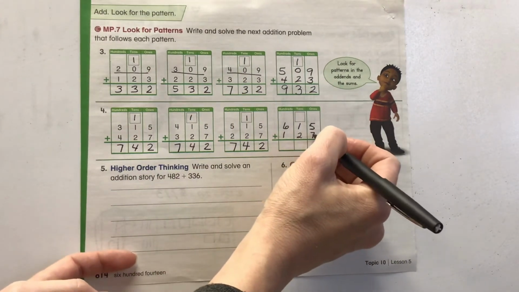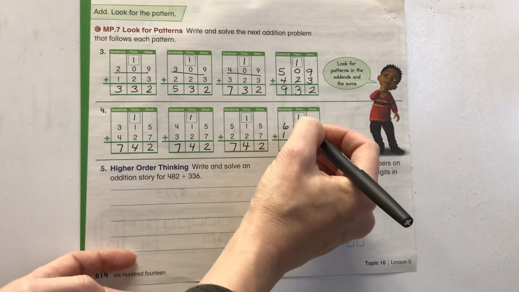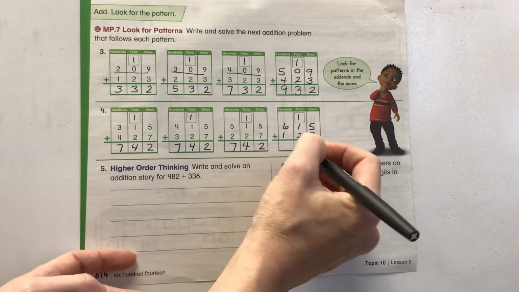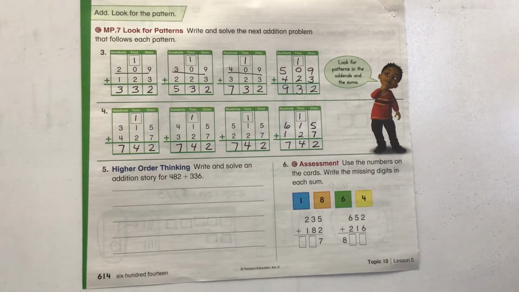So 5 plus 7 is 12. 1 plus 1 is 2, plus 2 is 4. 6 plus 1 is 7. Okay, write and solve an addition story for 482 plus 336. Again, the students can do whatever they would like to for this one. I'm not grading on writing because this is math, and I'm not grading on spelling.